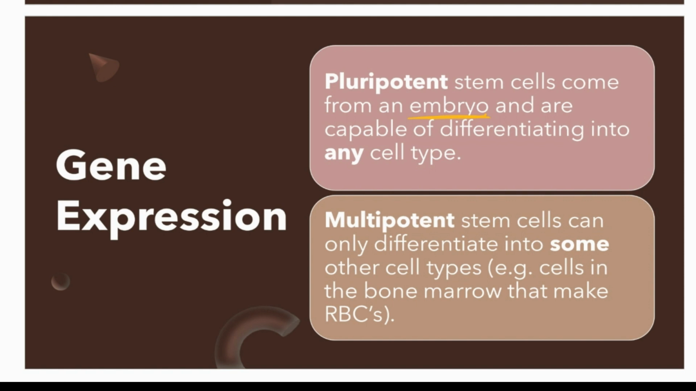The other type is the multipotent stem cell, and these can only differentiate into some other cell types. Think back to when we were doing infectious disease and looking at the immune system: our bone marrow makes and generates a lot of our red blood cells and our white blood cells. Those cells created in the bone marrow have the potential to become different types of white blood cells or maybe even red blood cells. So they are particular stem cells for a particular function in the body.